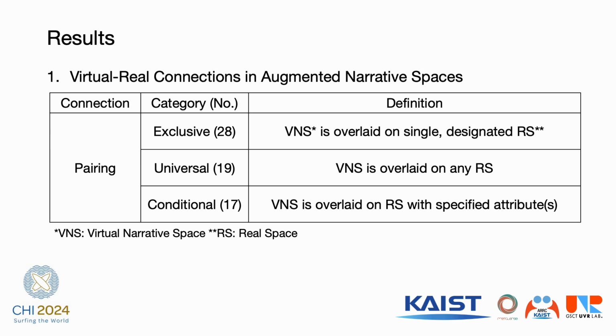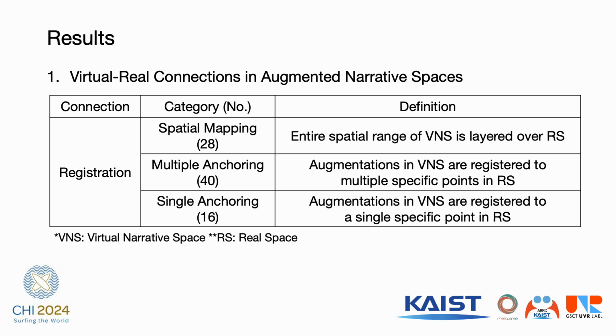The patterns we found for pairing were exclusive, universal, and conditional. In exclusive pairings, the virtual narrative space is overlaid on a single, designated real space, whereas it can be matched with any real space for universal pairings. Conditional pairings are formed when the virtual narrative space is overlaid on certain real spaces with one or more specified attributes. For registration, spatial mapping, multiple anchoring, and single anchoring were identified.